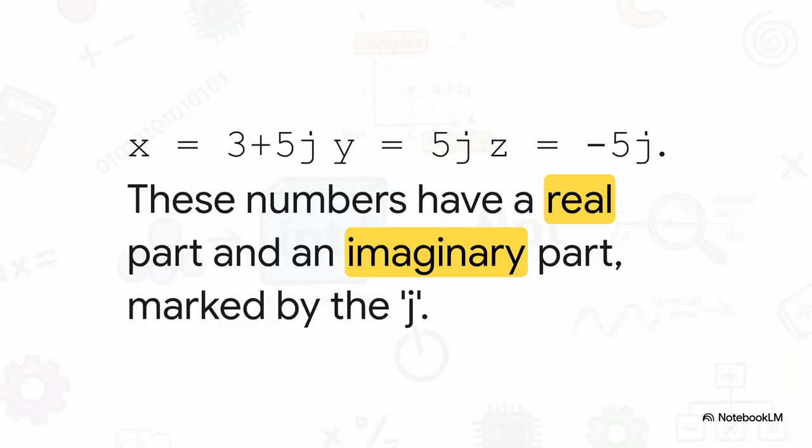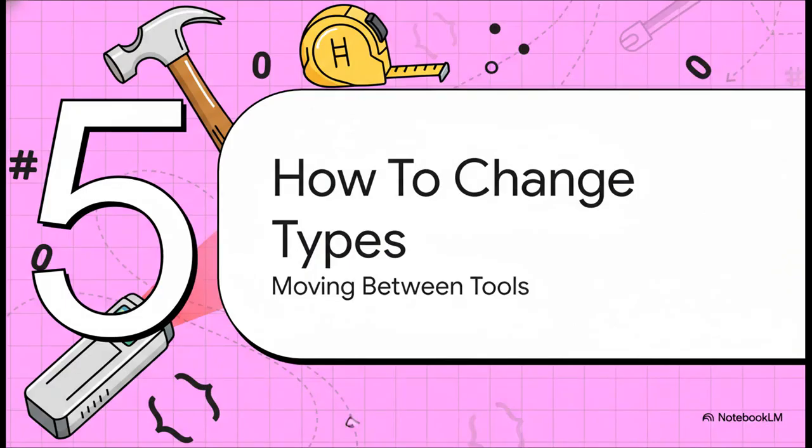And here you can see exactly how it works. The variable x has a real part, which is 3, and an imaginary part, the 5j. But what's cool is you don't always need both. If you look at y and z, you can see it's totally possible to have a complex number that's only an imaginary part.